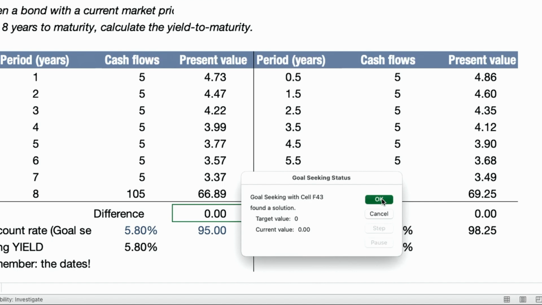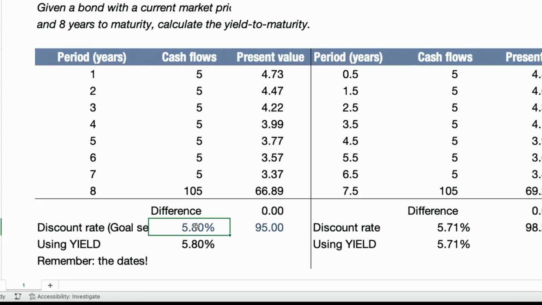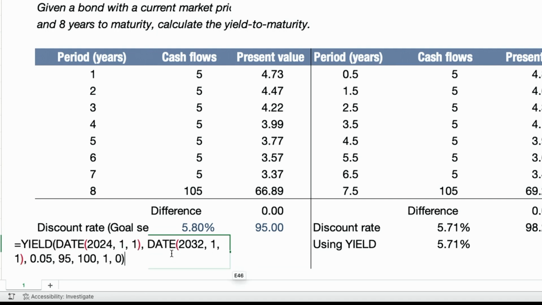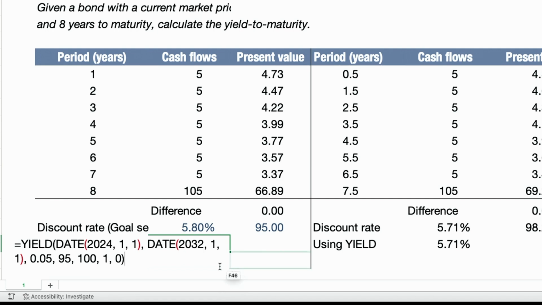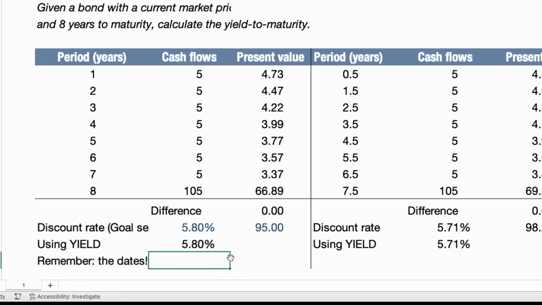Alternatively, we could have used Excel's yield function, as I've done here. As you can note, I've used the date function to avoid any possible confusion with 2 arbitrary dates, one for the settlement and one for the maturity, 8 years apart. Please note also the 0 as the basis for calculating interest payments using the 360-day count convention.